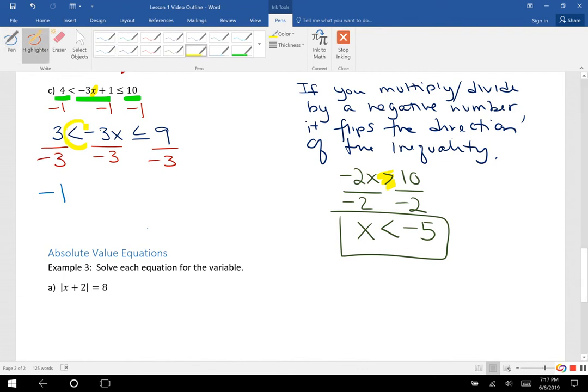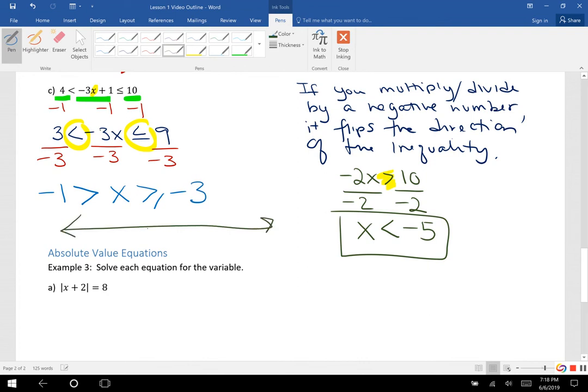And now I've got negative 1. And let's see, we just divided by a negative. So that means that inequality is going to flip directions. It's going to be negative 1 bigger than x, bigger than or equal to negative 3.